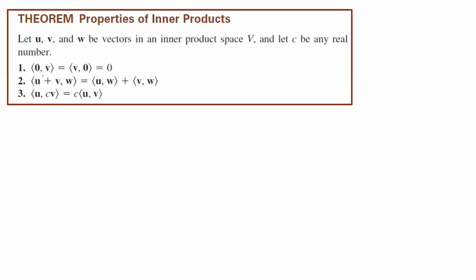Then 1, the inner product between 0 and v is equal to the inner product between v and 0, and it is equal to 0 as numerical value. 2, the inner product between u plus v and w can be written as the inner product between u and w plus the inner product between v and w. 3, the inner product between u and cv is equal to c times the inner product between u and v.